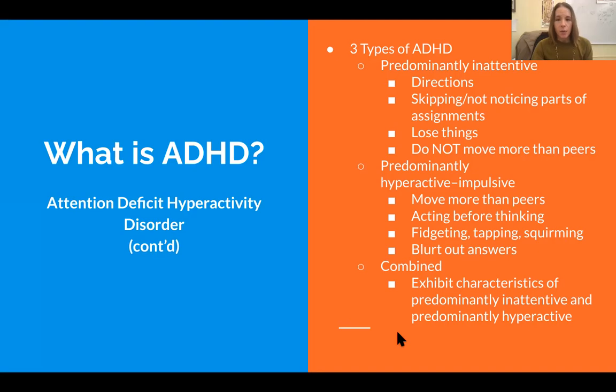The second type would be predominantly hyperactive, impulsive. So again, this is more than their peers would show these types of activities like acting before thinking, or fidgeting, or tapping, or squirming parts of their body in class. They might blurt out answers without raising their hands. And then the third type would be the students that have a combination of our other 2 types. So those would be students who have some characteristics of predominantly inattentive and predominantly hyperactive.